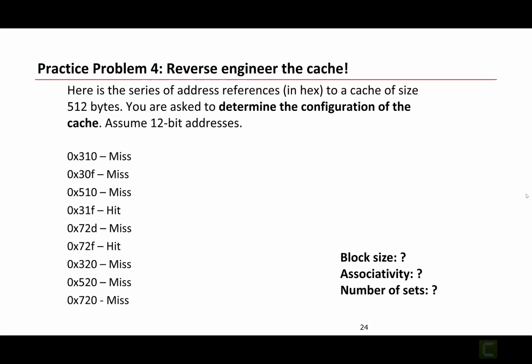So the key is to really come up with those constraints, and from those constraints you can derive the cache parameters. So let's see how we can go about deriving those constraints for this problem. We're given the cache size to be 512 bytes, and the address is 12 bits and nothing else. We have to figure out the block size, associativity, and the number of sets, all from this data that we are given here. Okay, let's see how to go about figuring out the block size first.